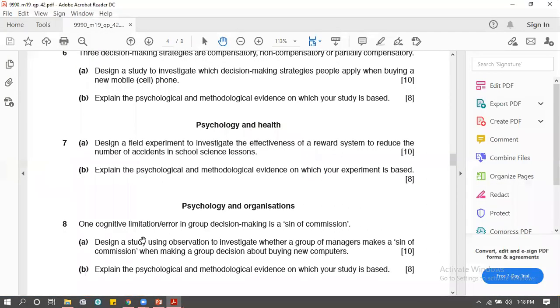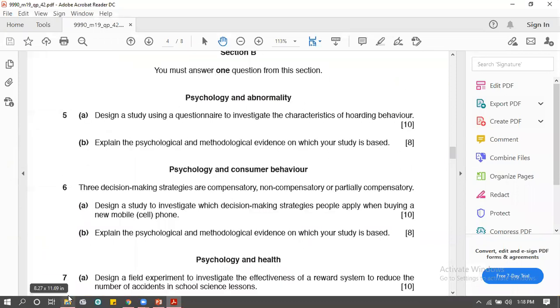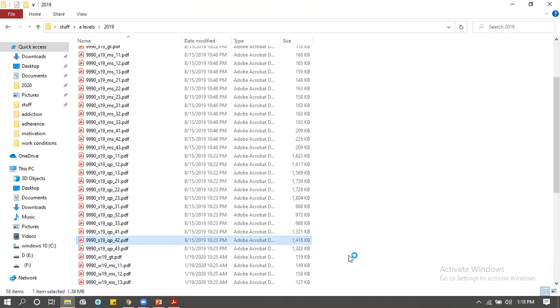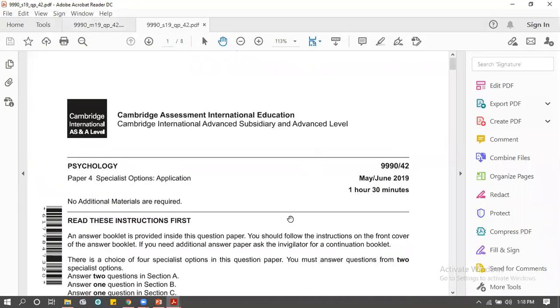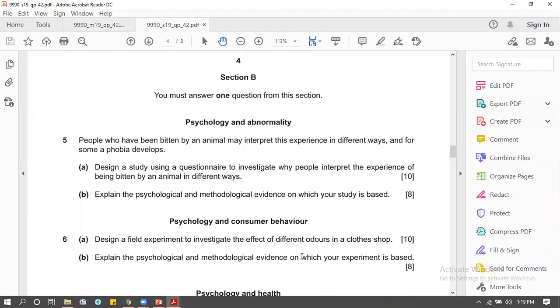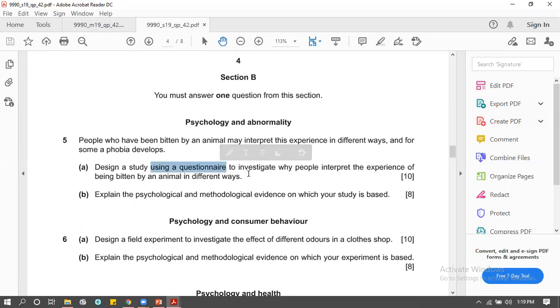Let's find one more. Let's find another question. People who have been bitten by animals may interpret this experience in different manners, because of which a phobia develops. All right. Design a study using a questionnaire to find out why people interpret experiences of being bitten differently.